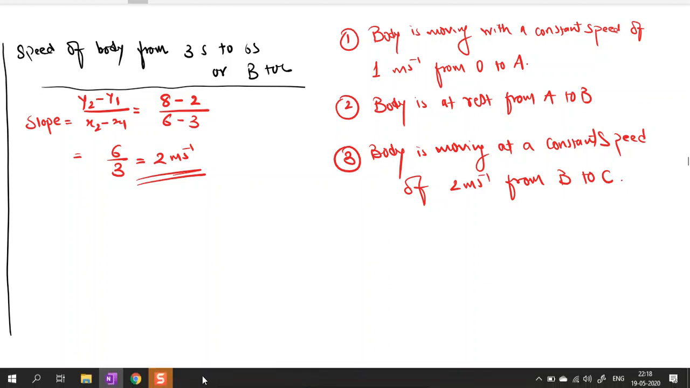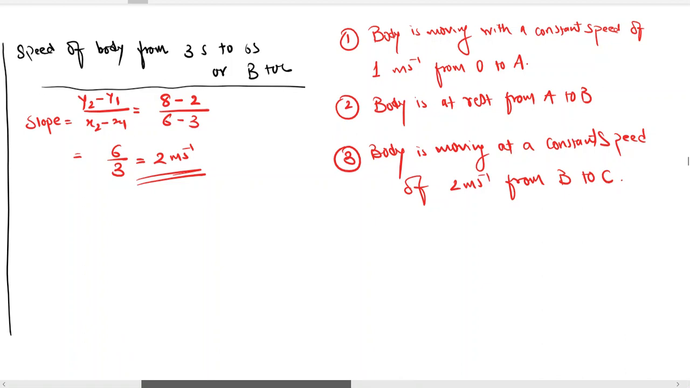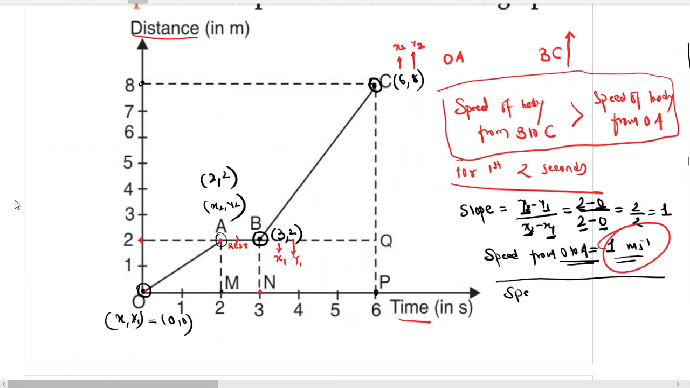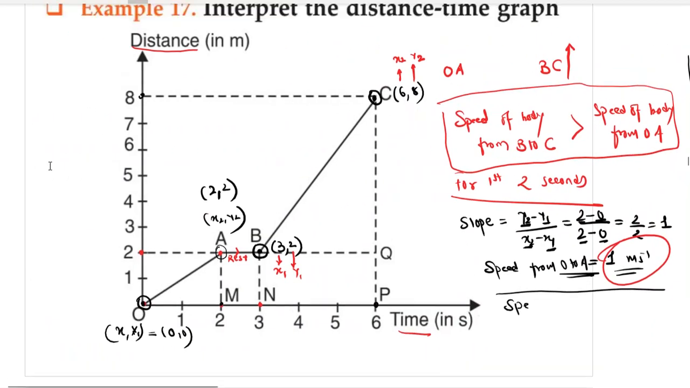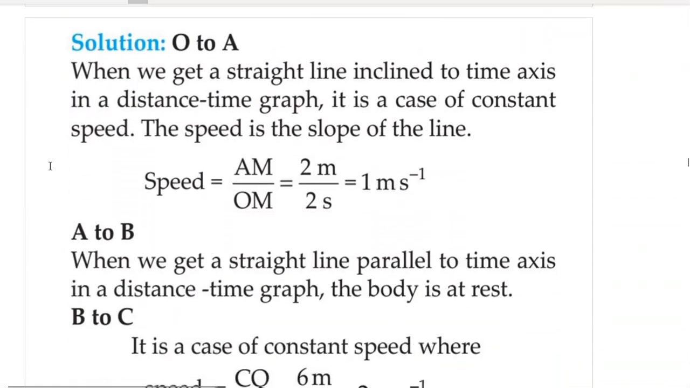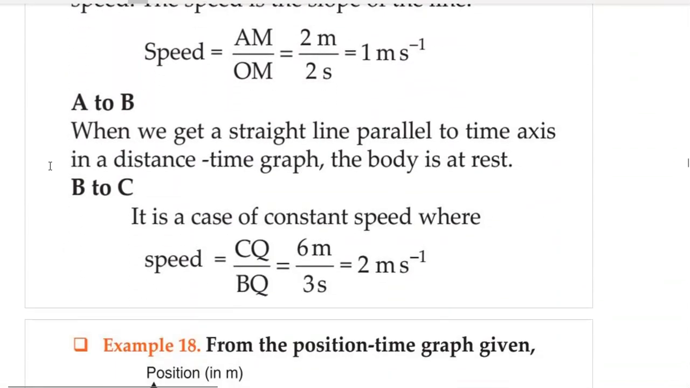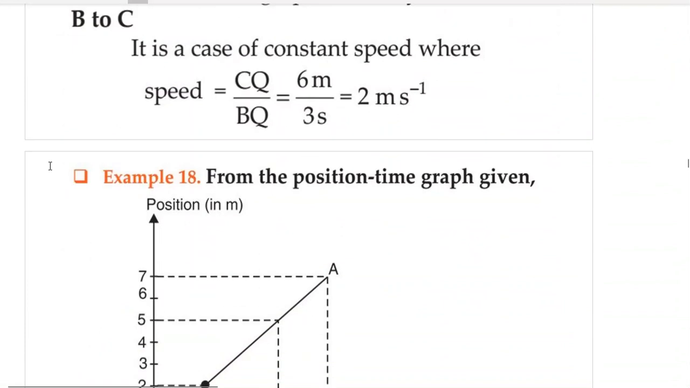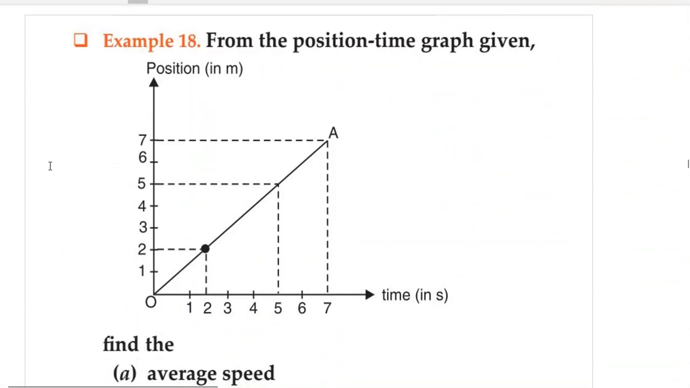We found out the speed also, positions also, from where to where, what is the position, everything we found out. So this is how you read a graph. Understand? Now we'll try to read some more difficult graphs, but this was necessary. Right? The same thing they have written here. Okay, from the position time graph given.